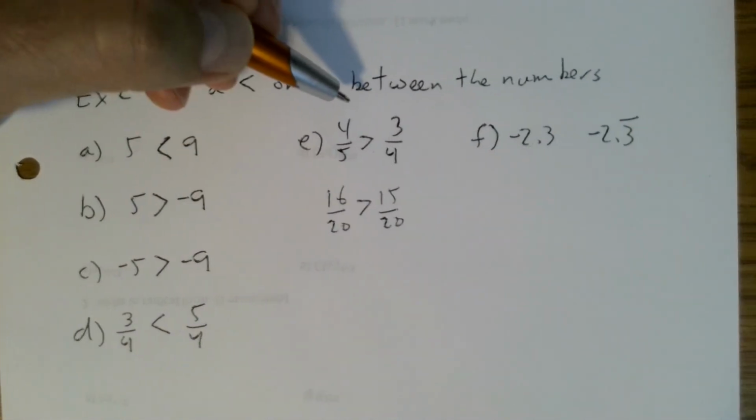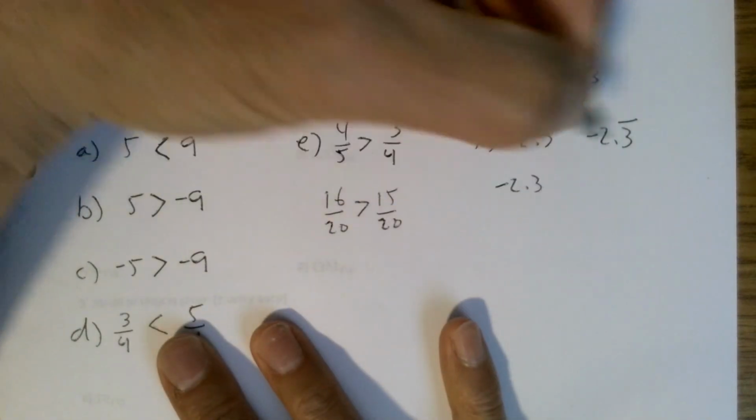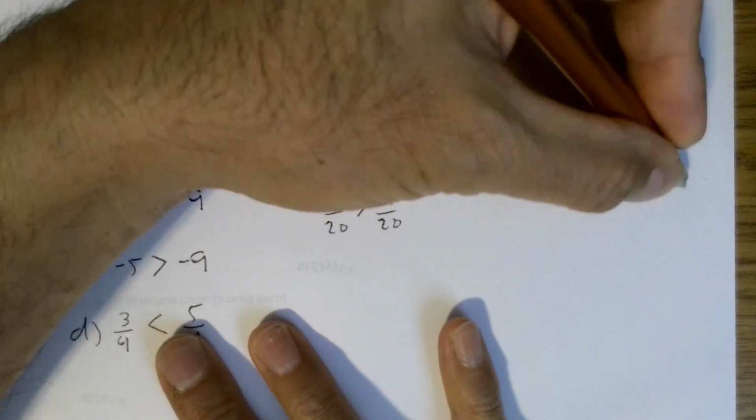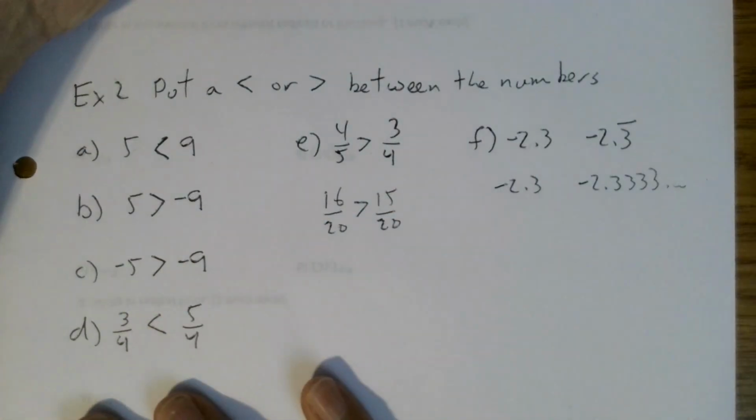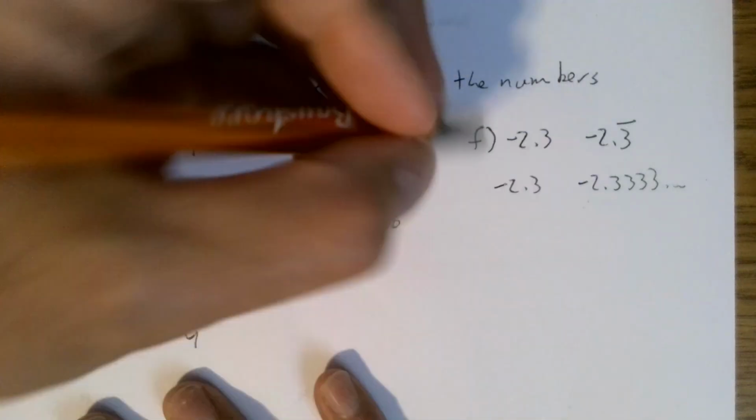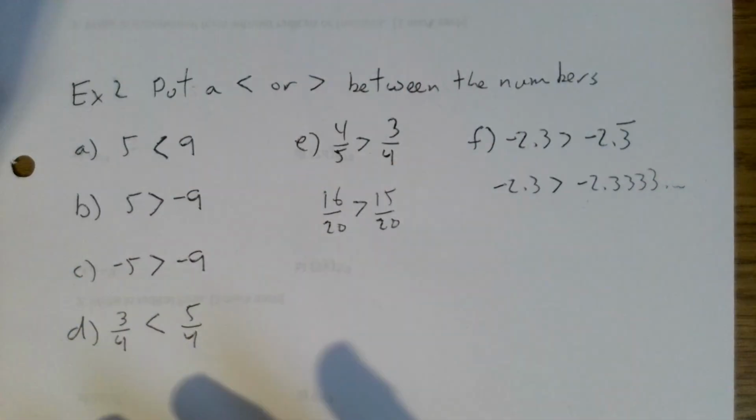Okay, and F, we've got -2.3, and you remember this one's -2.3333 forever. Okay, well this guy is going to be more negativer, which means this guy is going to be greater. There we go. Okay, you should be able to do your assignment now.